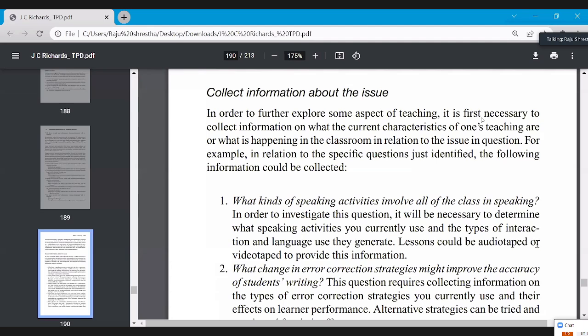Lessons could be audio taped. हो यो चाहिँ के हो, यो चाहिँ information collection tool हो. We can audio tape, we can record, or video taped. भिडियो लिन सकिन्छ, अडियो लिन सकिन्छ, हैन, to provide this information. यसले चाहिँ यसले दिएको छ.